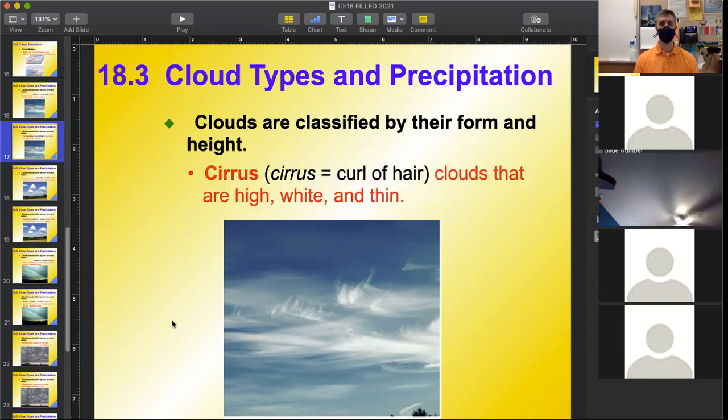So this first one is a cirrus cloud, really high altitude. They're very thin. You can almost see through them. They're very kind of wispy. A lot of them are actually ice crystals. That's one type.